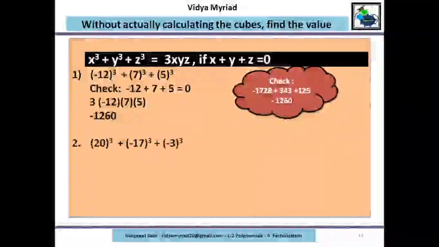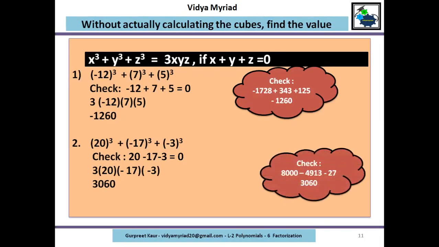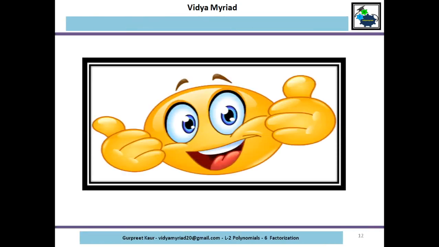Another question, 20 cube plus minus 17 cube plus minus 3 cube. Check it, x plus y plus z is equal to 0. Yes, it is. Then simply put it into 3 into x into y into z. Your answer comes to 3060. And when you check also, your answer comes to 3060.